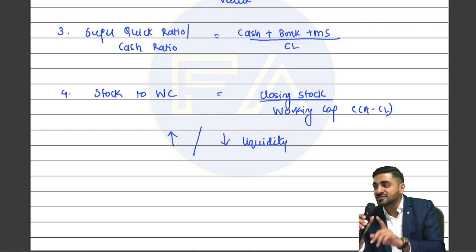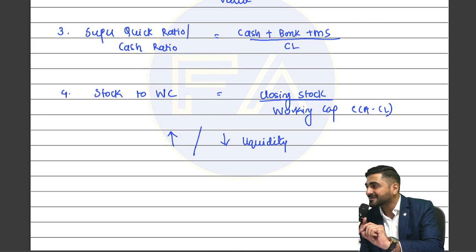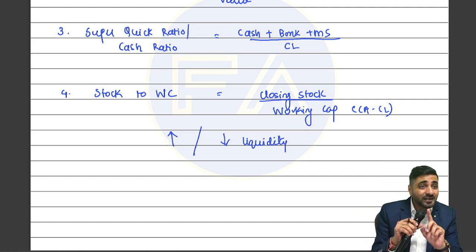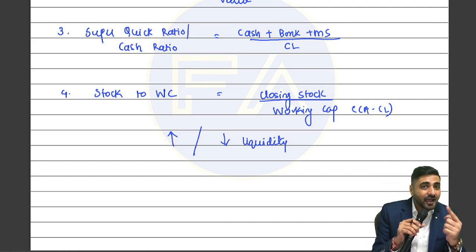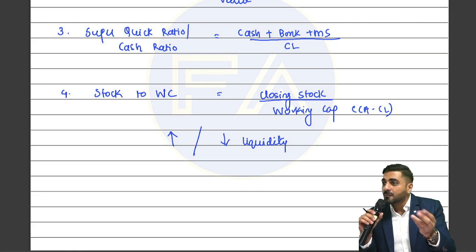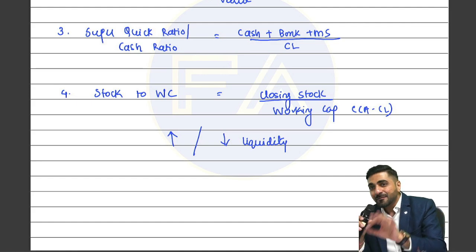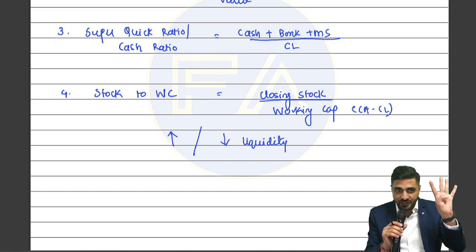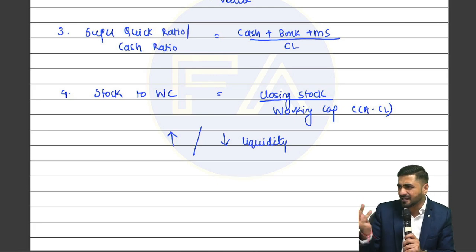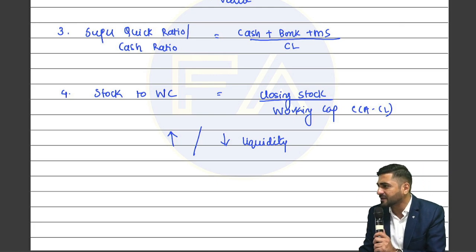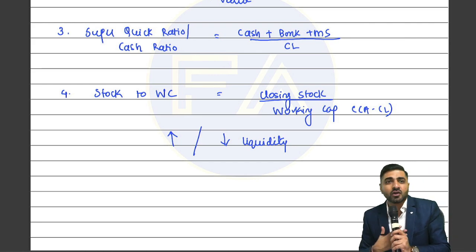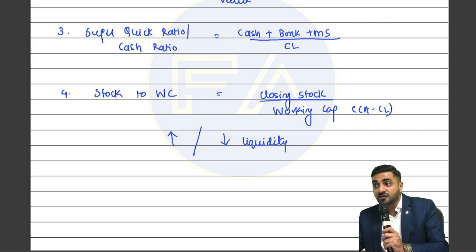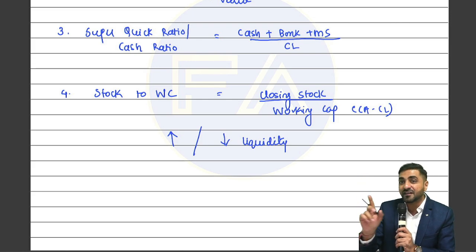Now, if I tell you that the stock to working capital ratio is 0.7:1, what does it mean? For every 1 rupee of working capital, how much is blocked in the form of stock? 0.7. So how much is the liquidity? 0.3 will be the liquidity. That's how we get the liquidity position. So this is your fourth ratio. This ratio cannot be higher the better or lower the better, because it depends upon how much companies want to invest in stock. But I will always recommend to you chartered accountants never to keep the stock to working capital ratio high, because if you keep it too high, then you will definitely face liquidity problems.